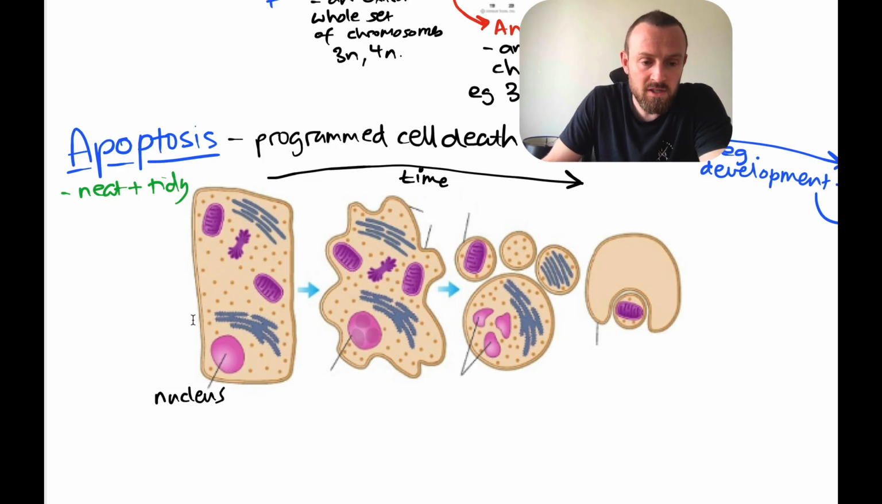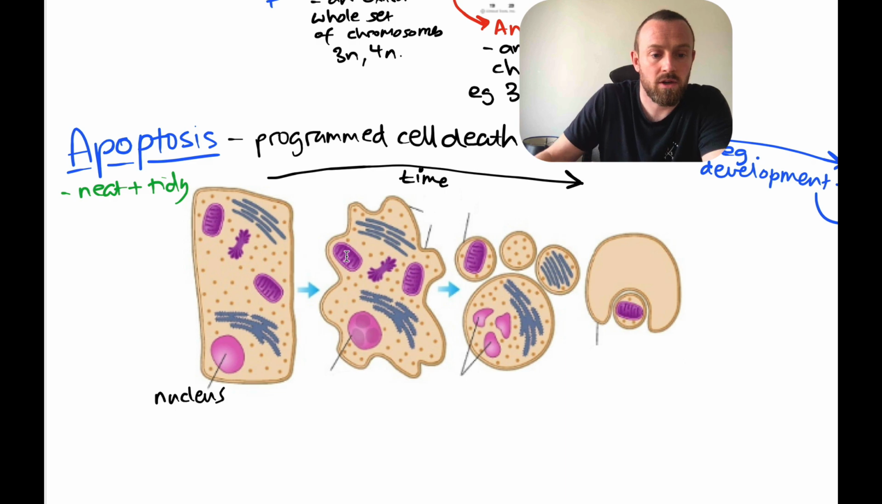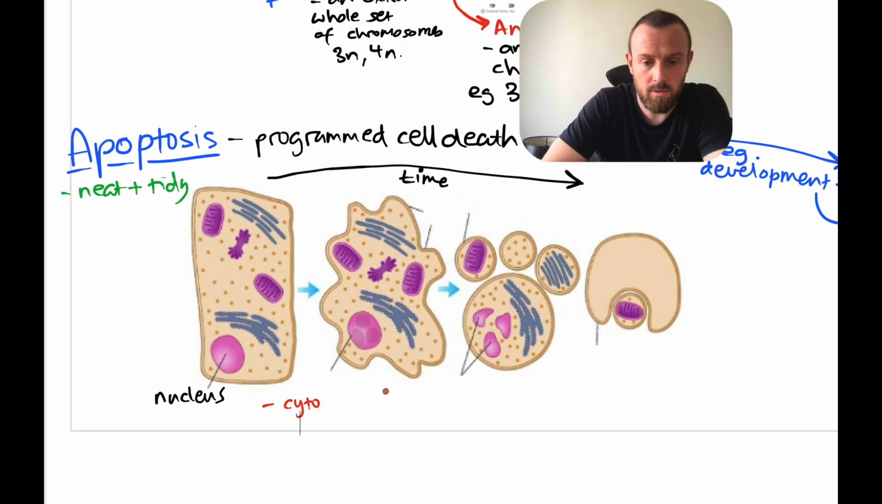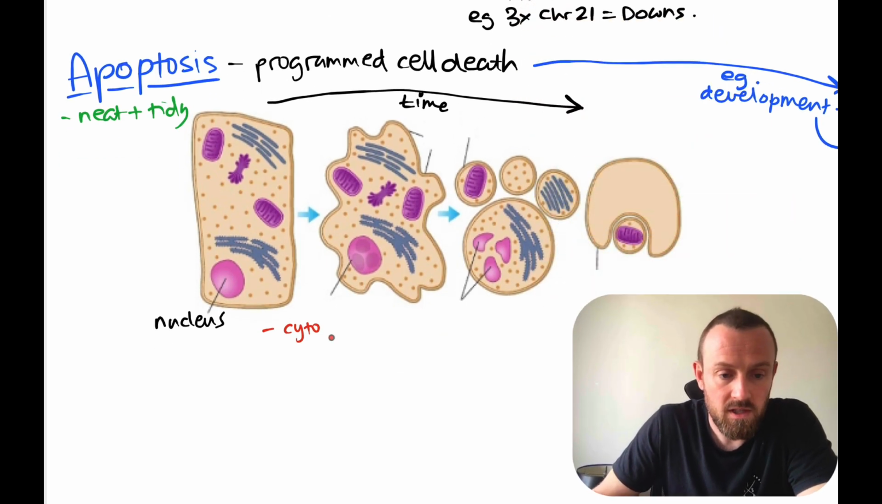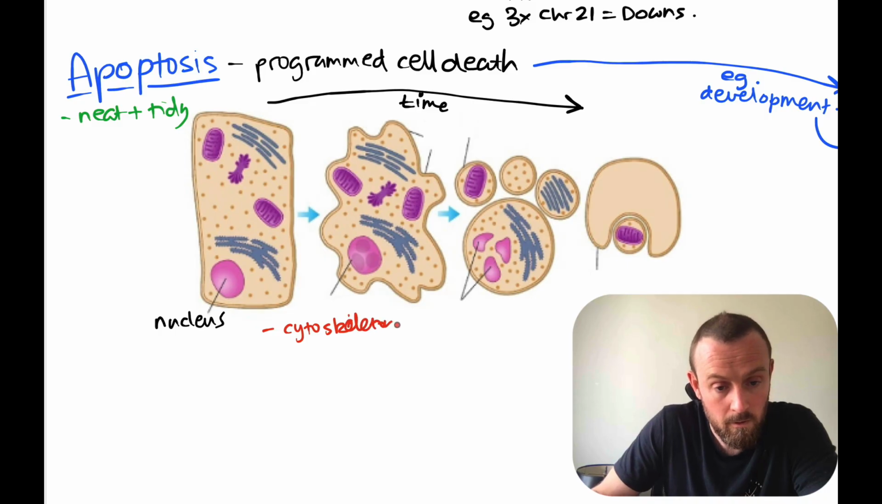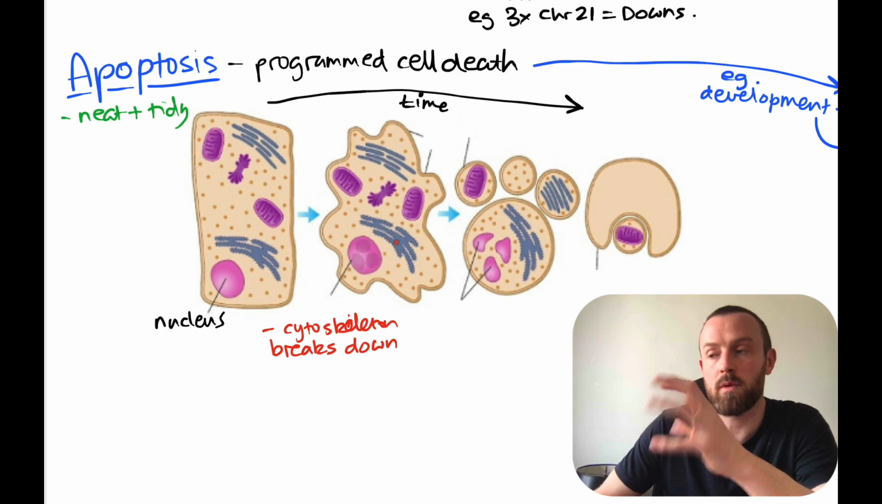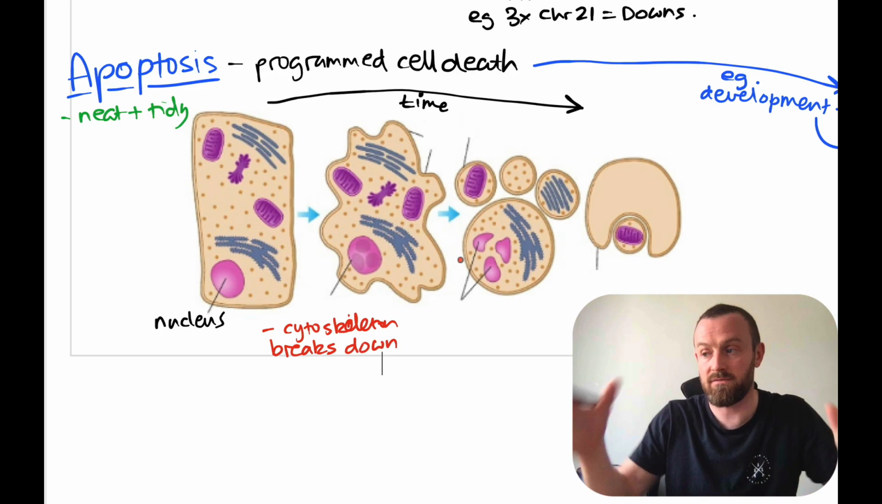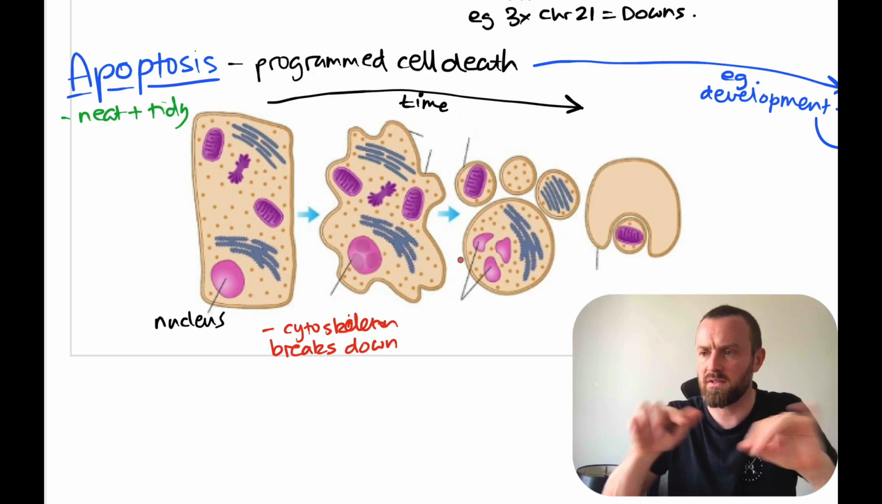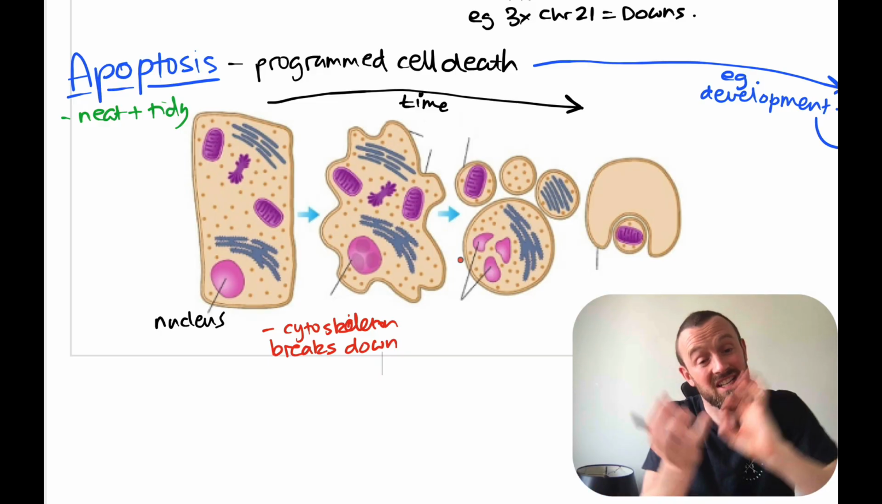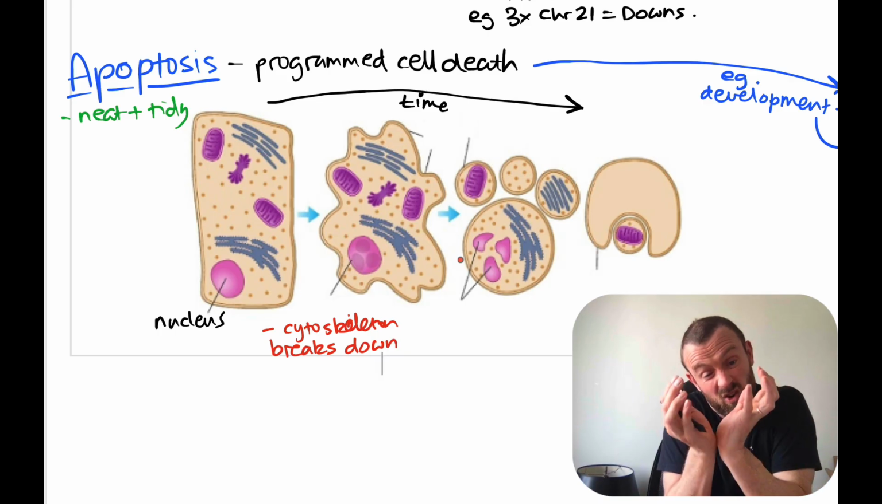So the first thing that happens is the cell changes shape. The cytoskeleton, let me zoom in a bit more, the cytoskeleton breaks down. That's why the cell becomes a bit rounder, because the cytoskeleton defines the borders of the cell. So if the cytoskeleton starts to digest itself, the cell becomes more spherical.